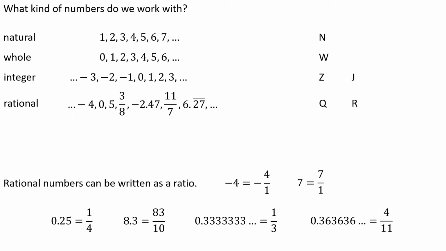And so that's why we use Q, right? If we look at a ratio, also known as a fraction, there's division happening, right? It's a quotient. 4 divided by 11, right? That is a quotient. That's where the Q comes from.